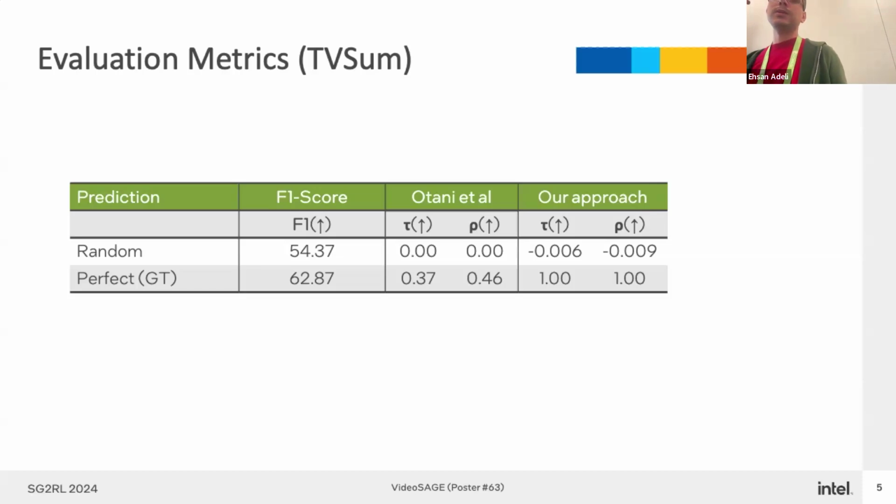But as you can see, if you use pure random predictions, you can already get almost 55% on the F1 score, which is pretty high and close to the state-of-the-art. So Otani suggests using the correlation metrics, because that way you can get a 0 score with Spearman rho. But on the other hand, if you use perfect predictions, really using the ground truth, you can only get up to 46 with the method from Otani. So we change the evaluation a little bit in order to use the full range of the metric.